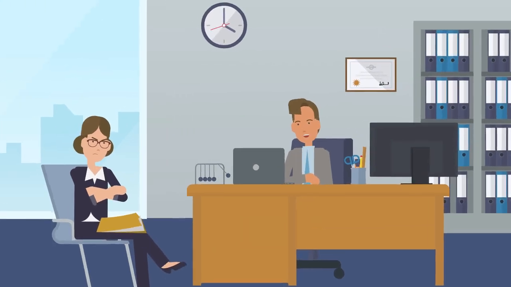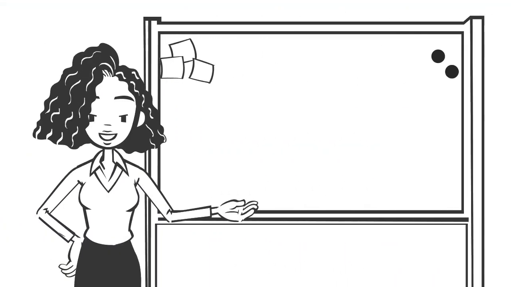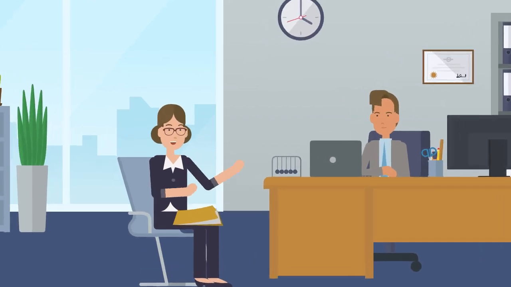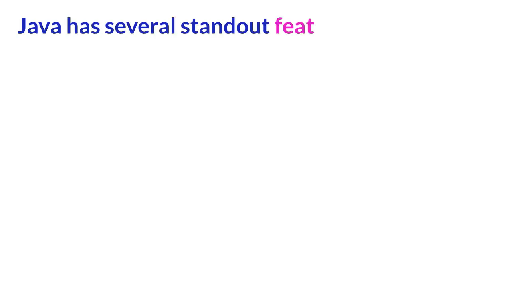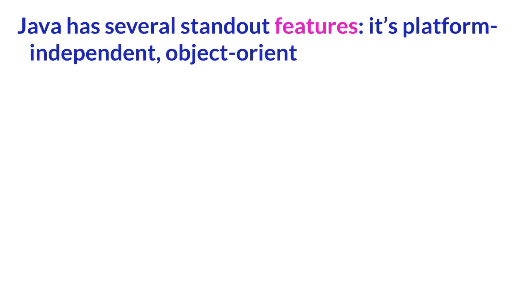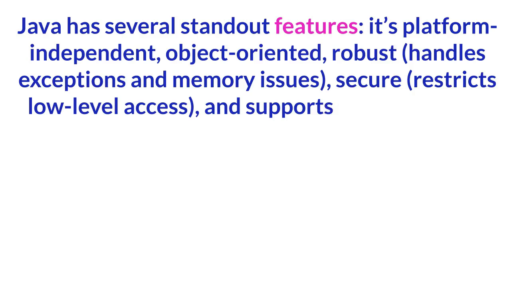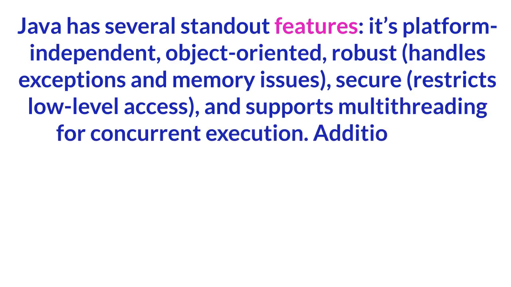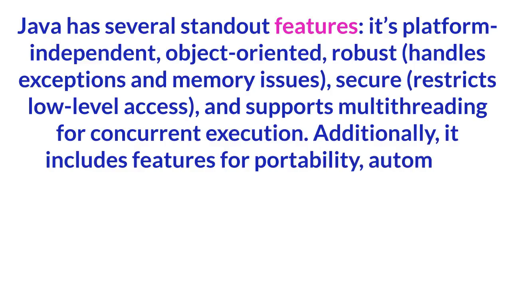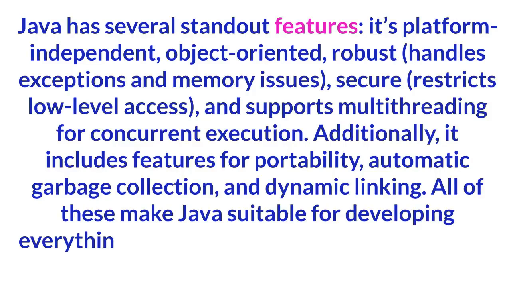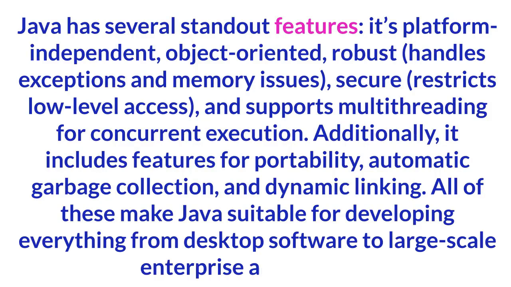Please tell me, what are the main features of Java? Java has several standout features. It's platform-independent, object-oriented, robust, handles exceptions and memory issues, secure, restricts low-level access, and supports multi-threading for concurrent execution. Additionally, it includes features for portability, automatic garbage collection, and dynamic linking. All of these make Java suitable for developing everything from desktop software to large-scale enterprise applications.